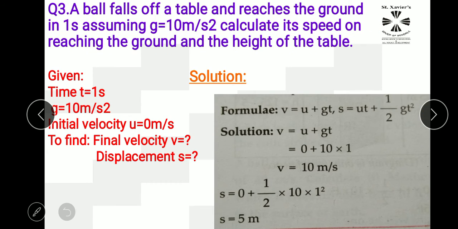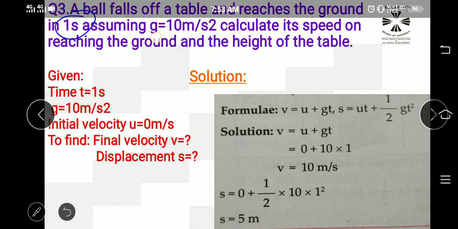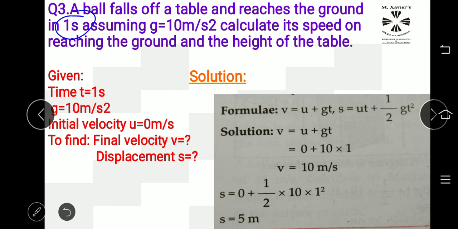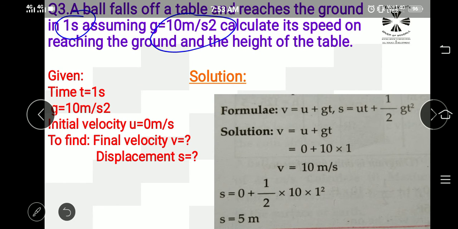Let's see one more question. A ball falls off a table and reaches the ground in 1 second, assuming g is equal to 10 meter per second square. Calculate its speed on reaching the ground and the height of the table. Here the given time is 1 second, students, and the g value is 10 meter per second square.